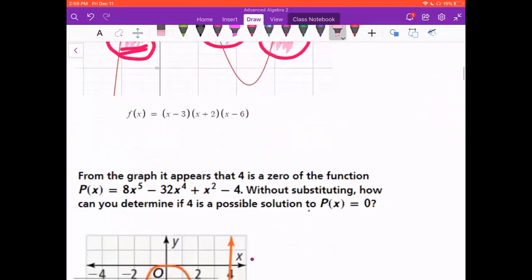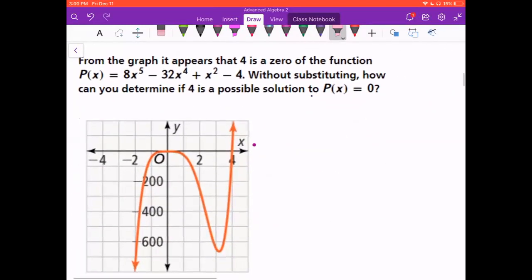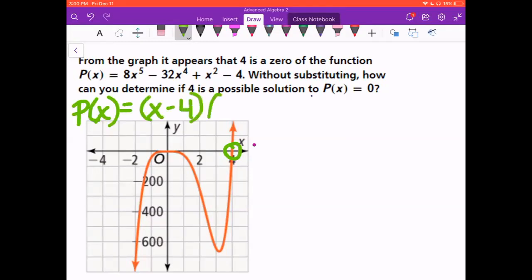So let me show you this example. This one's not in your workbook, so I just want you to watch. It says from the graph, it appears that 4 is a 0 of the function p of x equals 8x to the 5th minus 32x to the 4th plus x squared minus 4. Without substituting, how can you determine if 4 is a possible solution? So it does look like 4 is an x-intercept, so that makes me think that p of x probably factors into x minus 4 times something else.